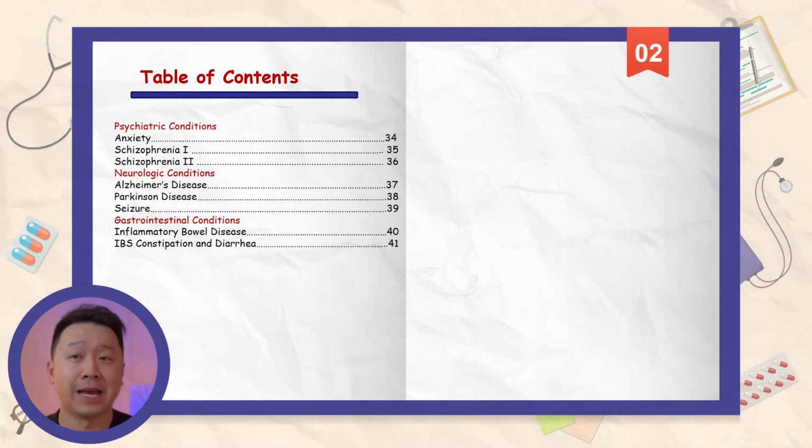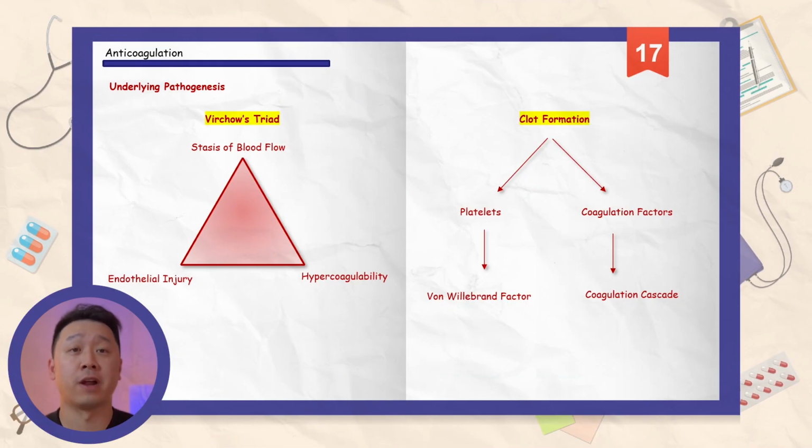We will first begin talking about the root cause of every clot, which can be traced back to this chart known as the Virchow triad. So the Virchow triad consists of three main elements that increase the chance of clot formation. These are the stasis of blood flow, endothelial injury, as well as hypercoagulability.